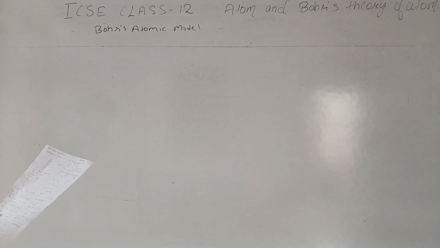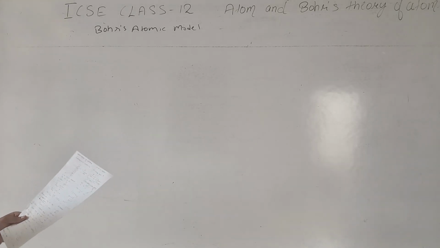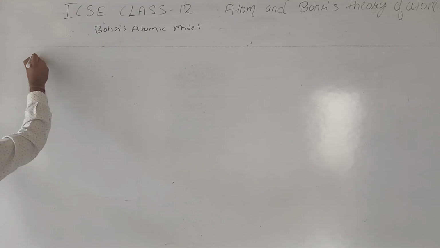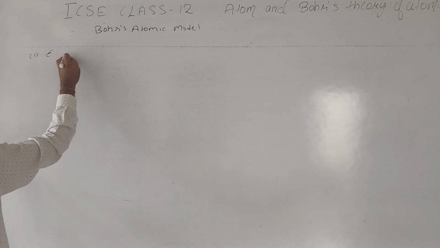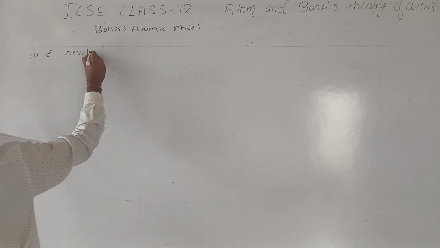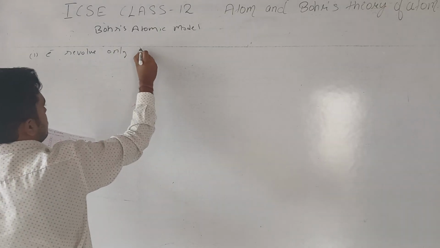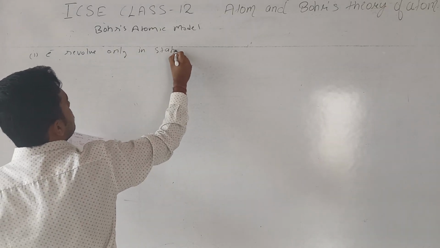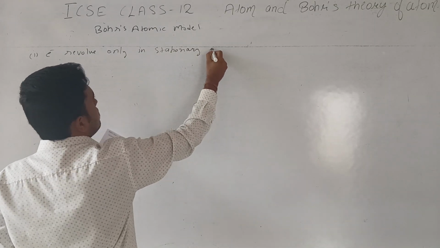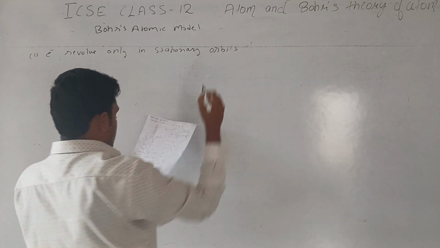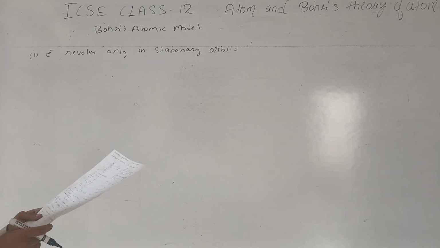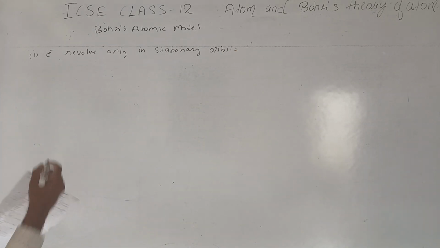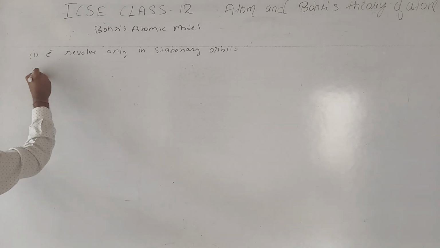According to Bohr's model, electrons revolve only in certain orbits known as stationary orbits. Only in stationary orbits. So what are stationary orbits? That is the second point.